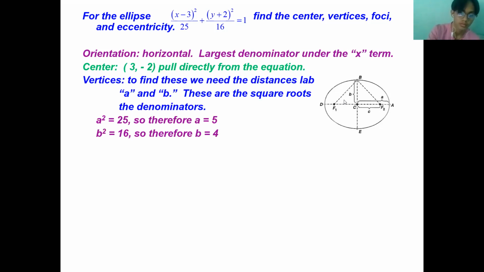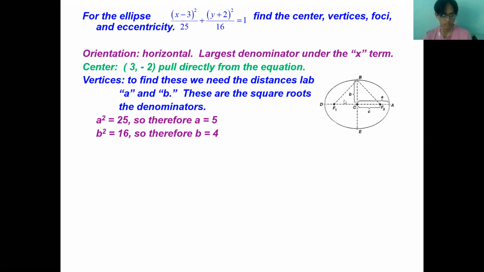What about the vertices? So the question there is already answered for center. Let's now find the vertices. The graph is horizontal, and the center is at 3 and negative 2. So therefore, when you plot the first vertex, from the center going to the right, 5 units going to the right. So we add 5 units to 3. Get it? And from the center going to the left, 5 units. So we subtract 3 by 5 as well.